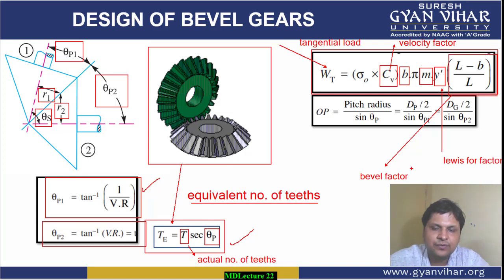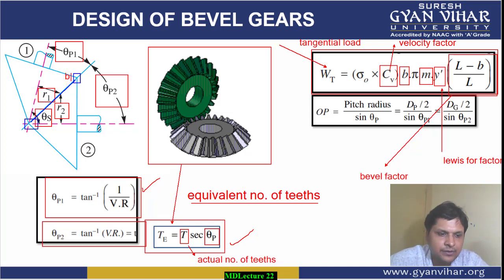This is the Lewis equation, which gives you the relation between the tangential load and different parameters. Also, if you want to find the cone distance, it is this. If you take the distance from this particular point to this particular point, the distance between them is your cone distance. Here in the diagram, students, this is your cone distance from here to here.